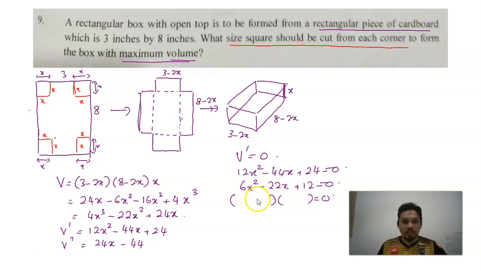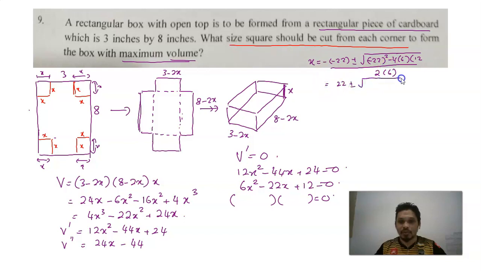Okay, if I choose using this one here, because we should use the calculator, x equal to negative b, negative times negative 22, plus minus square root of b squared, negative 22 squared, minus 4ac, which is 12, divided by 2a, which is a equal to 6. 22 plus minus square root of, okay, then I use a calculator. You may use what we call the quadratic equation in the calculator to find the value of x.